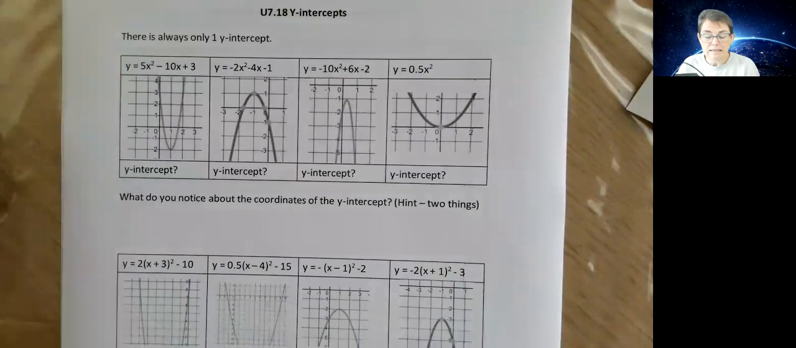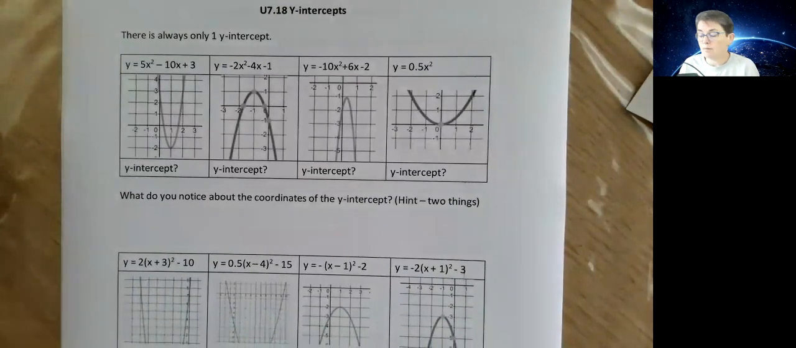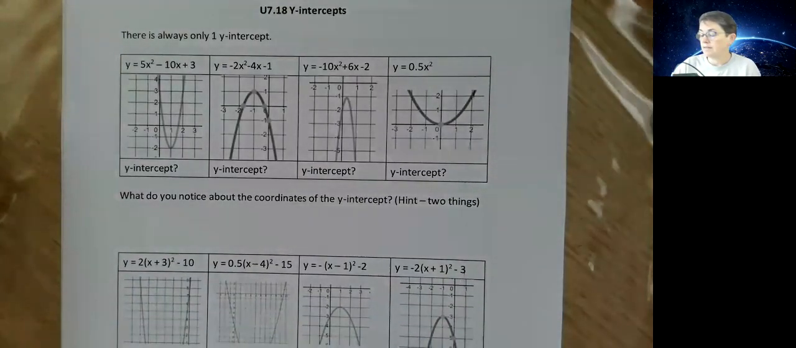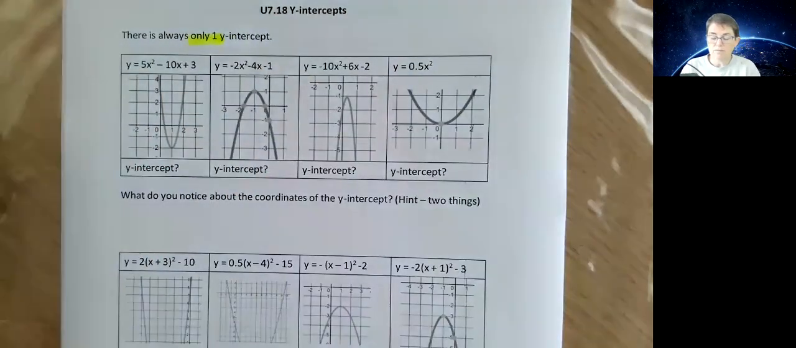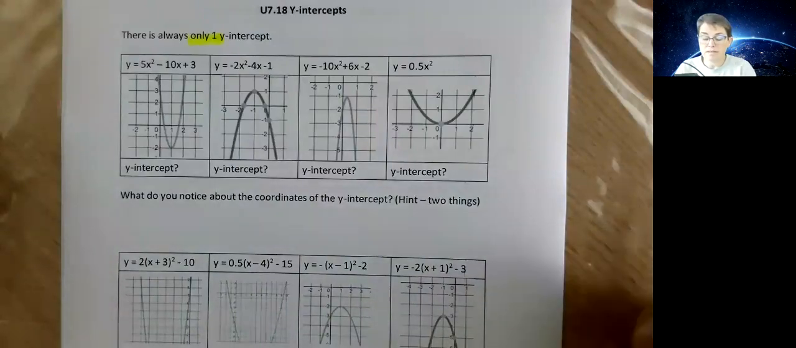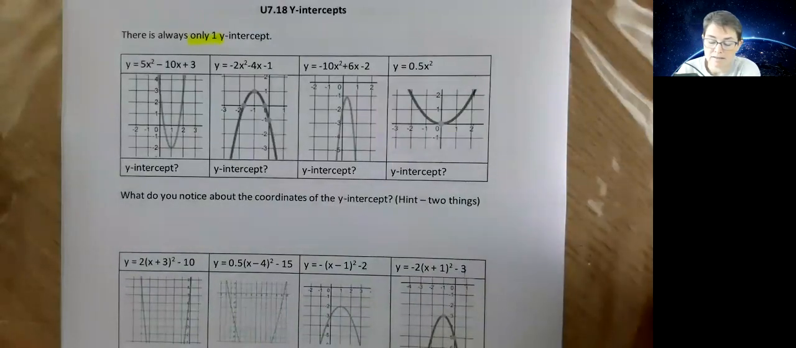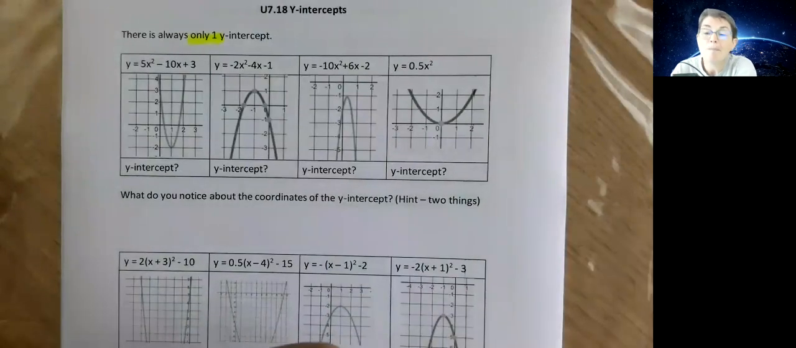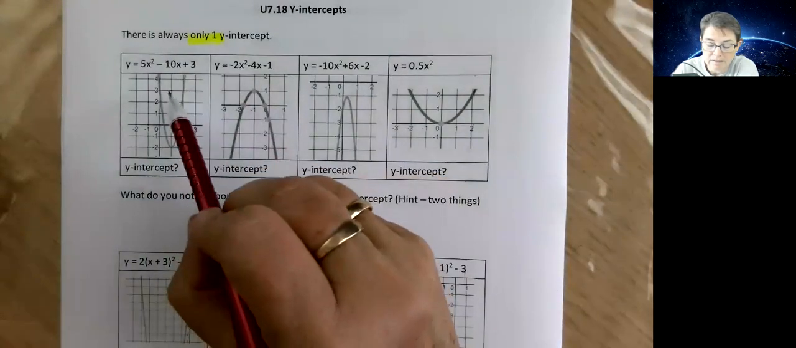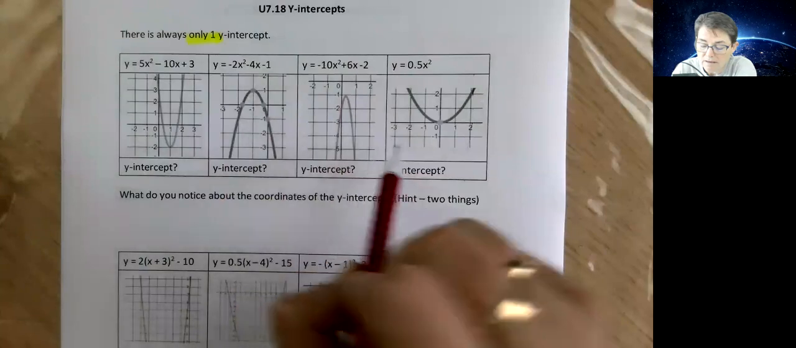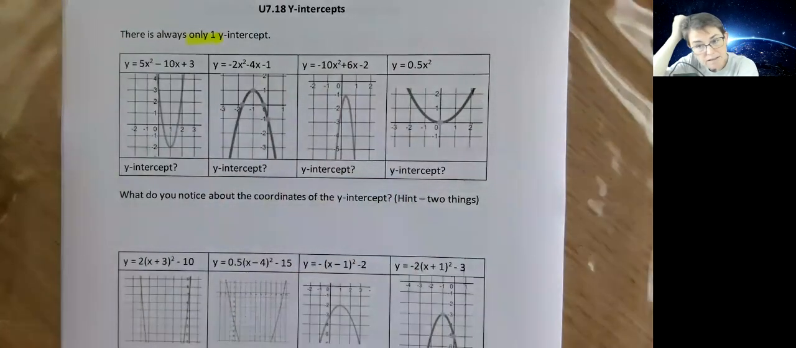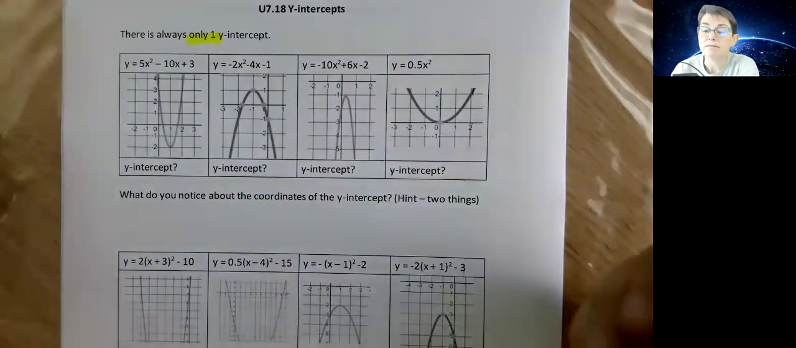Kind of going to do this slightly different. First thing, and most important thing to remember, is there is always only one y-intercept. Don't be looking for two. Every single graph should cross the y-axis somewhere. But instead of me telling you the rule, I would like you to take a look at, don't worry about the equations up there for now, all these graphs and write out what the y-intercept is. You can do that now.